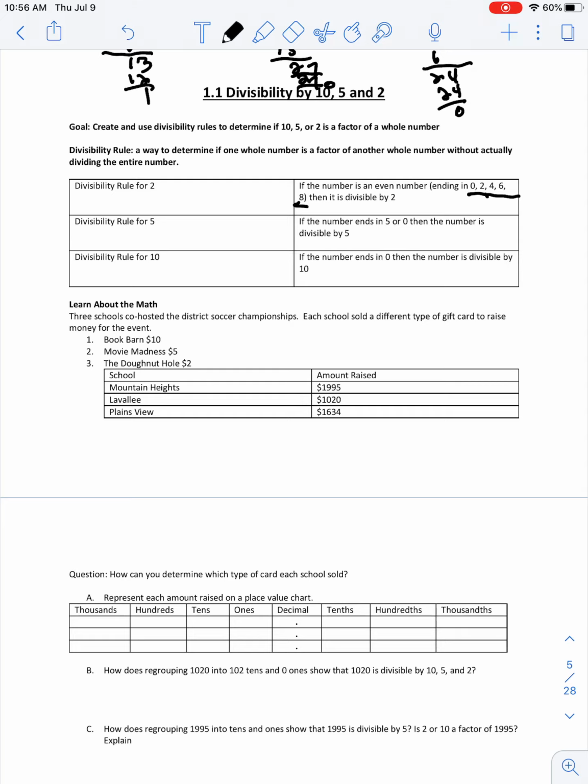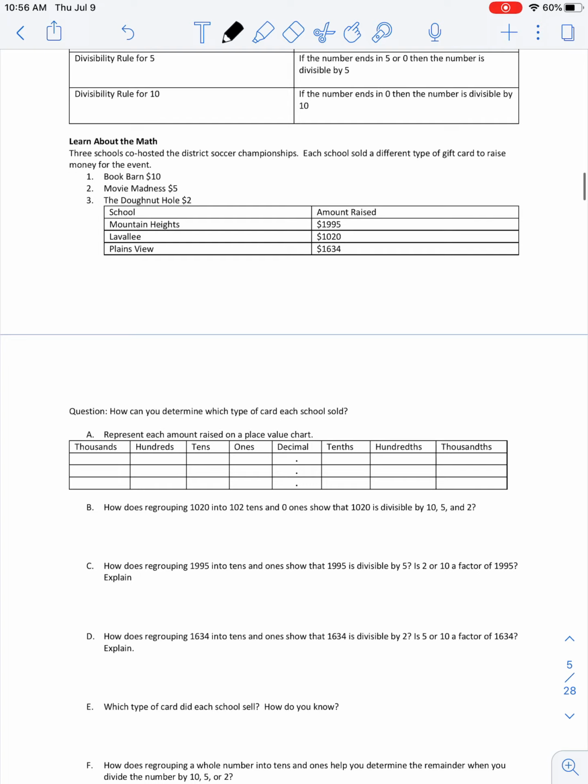Okay, so here's an example. 3 schools co-hosted the district soccer championship. Each school sold a different type of gift card to raise the money for the event. Book Barn sold $10 ones, Movie Madness sold $5, and the Donut Hole sold $2. These are the schools and the amount of money each school has raised. So the main question we are trying to determine is how can you determine which type of card each school sold?